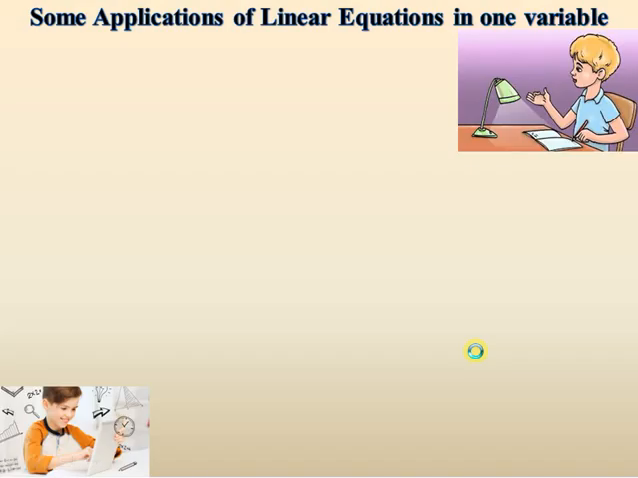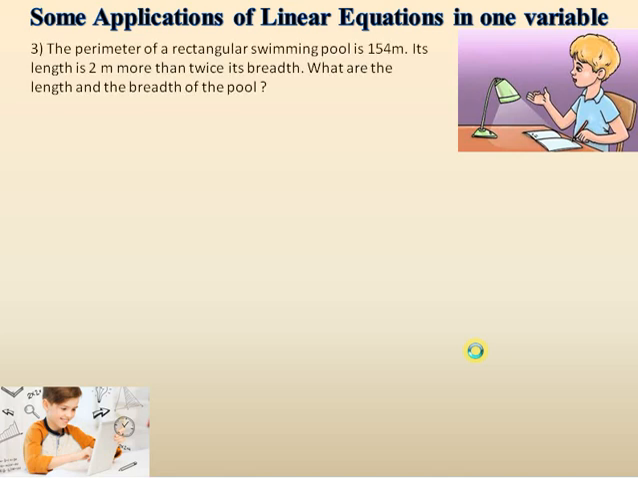So let us go for one more problem. The perimeter of a rectangular swimming pool is 154 meters. Perimeter means the total length of the 4 sides of the rectangular swimming pool. Its length is 2 meters more than twice its breadth. Look at this statement. What are the length and breadth of the pool? We have to calculate the length and breadth of the pool.